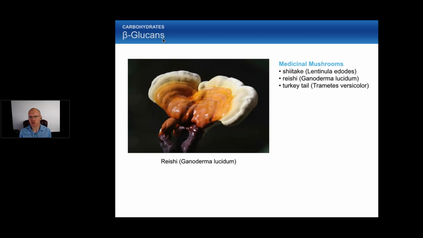So a number of medicinal mushrooms exist, including shiitake, reishi, turkey tail. These are all mushrooms that I've used with cancer patients. And the research suggests that they boost immune function and have some other benefits to them.